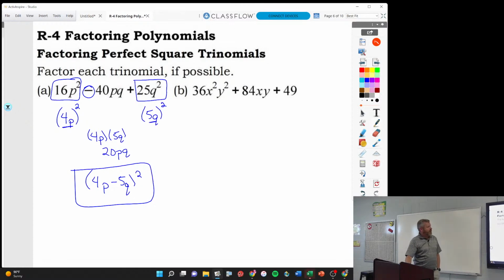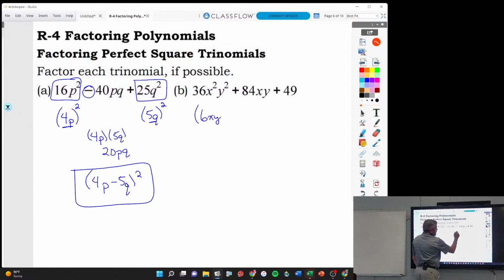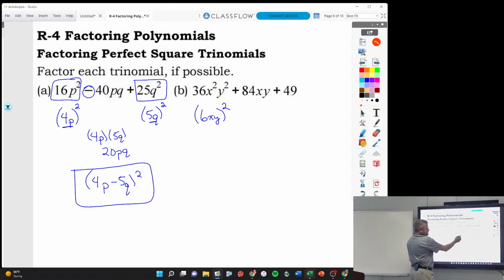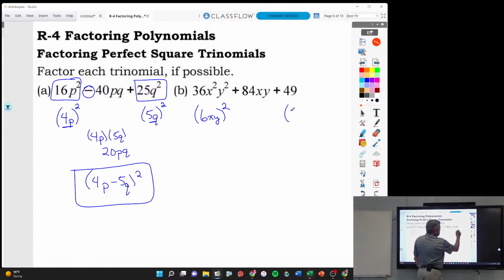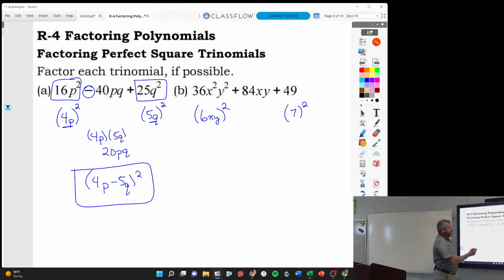Okay? How about the last one? 36x squared y squared plus 84xy plus 49. Do all three of those terms have anything in common? No. Well, that first term looks like a perfect square. That first term looks like it came from 6xy squared, because 6 times 6 is 36, x times x is x squared, y times y is y squared. And that last term, that 49, looks like that came from 7 squared. 7 times 7 is 49. Well, what would happen if we multiplied those together?